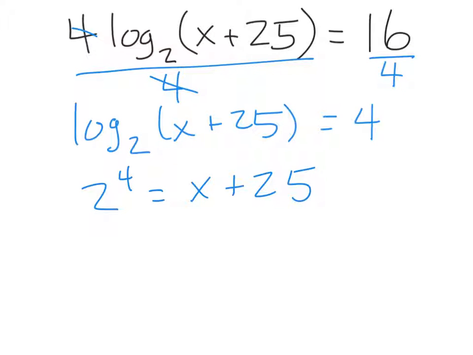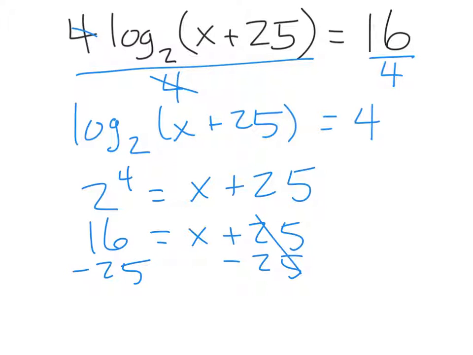2 to the 4th, 2 times 2 is 4, 4 times 2 is 8, 8 times 2 is 16. So we have 16 equals x plus 25. And then lastly, if you want to solve for x, you need to subtract 25 from both sides. And you get x equals -9. And that is our answer.